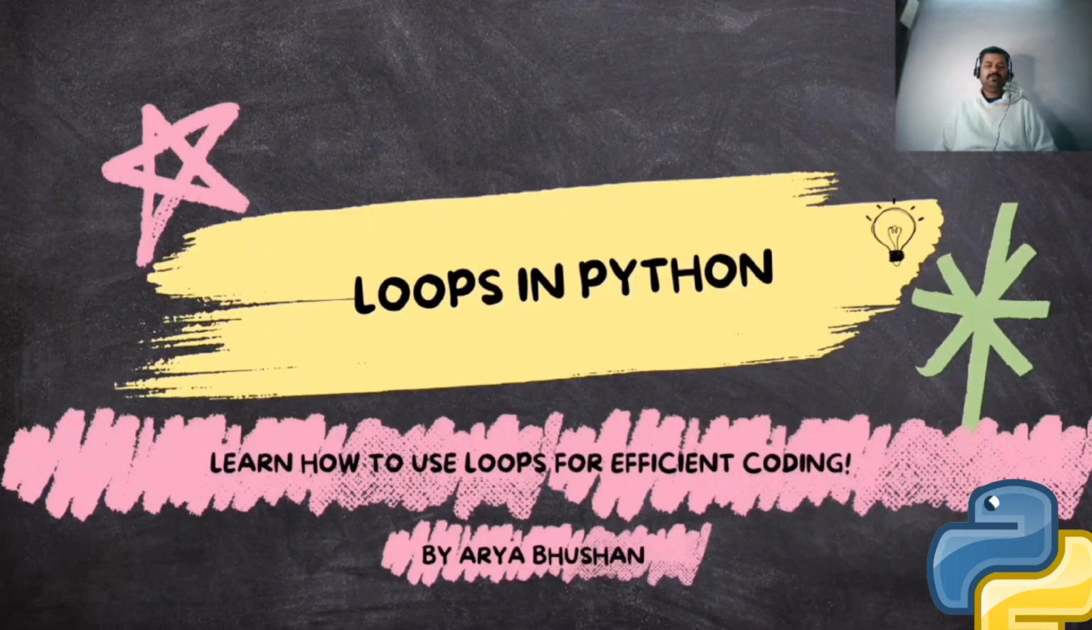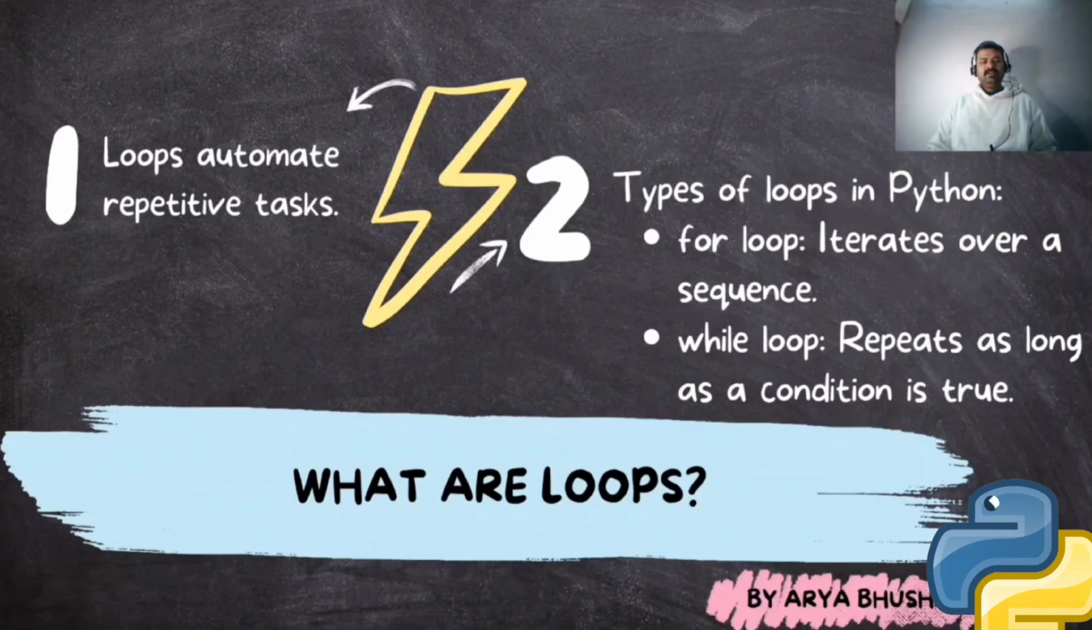In today's video, we will dive into one of the most essential programming concepts, that is loops in Python. Loops help us to automate repetitive tasks. It makes our code efficient and concise. So let's get started. Loops in Python allow us to execute a block of code multiple times without writing it repeatedly. Python provides two main types of loops.